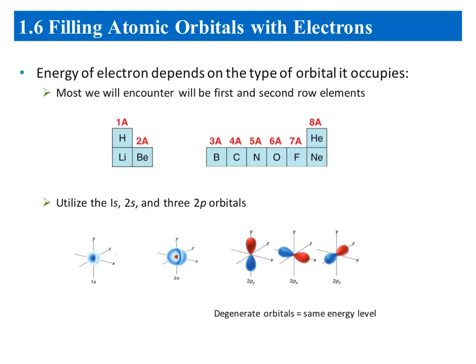And if you want to compare the energy level of all of these orbitals, the 1s has lower energy comparing to 2s, and 2s comparing to 2p. And all of these three orbitals have same level of energy, so they are degenerate orbitals.